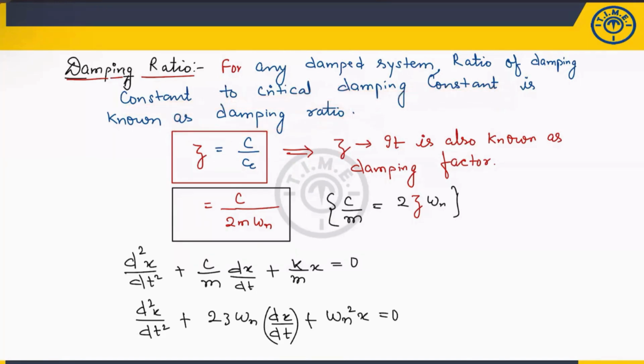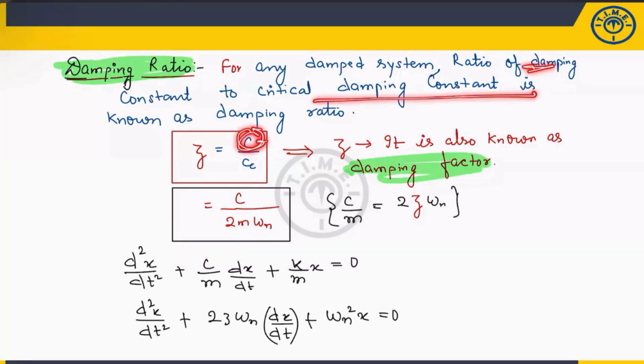The damping ratio is basically denoted with zeta. It is also called the damping factor. So please make a note of this, and don't make the mistake: damping ratio and damping factor are both the same. It is the ratio of the damping constant, which is C, to the critical damping constant, which I am denoting with Cc.